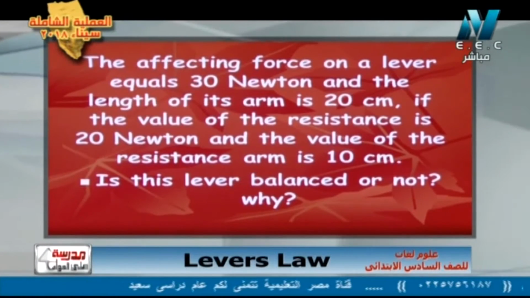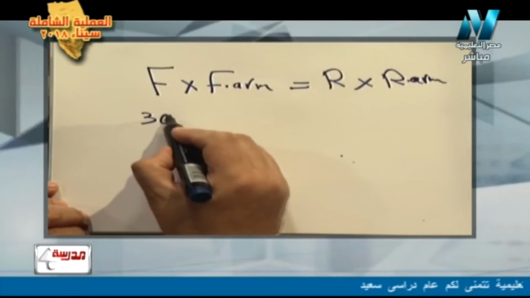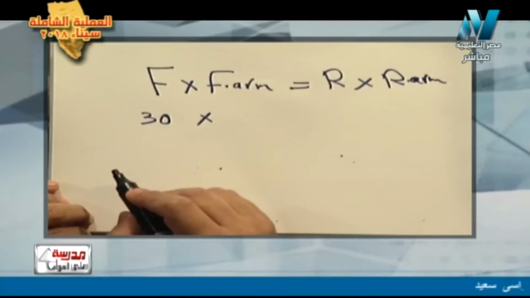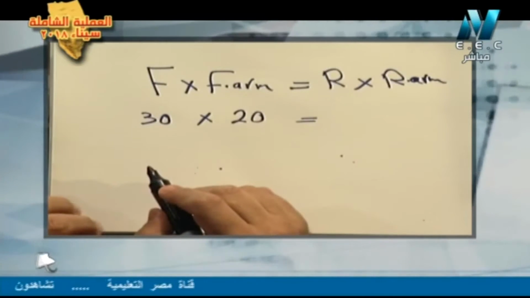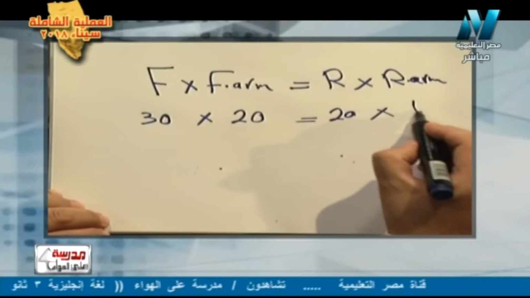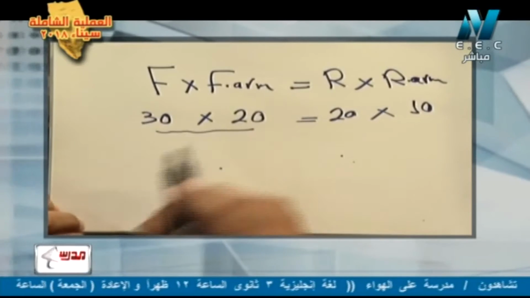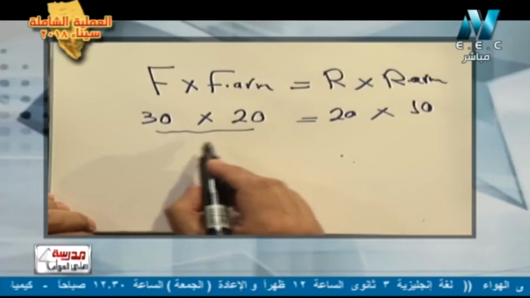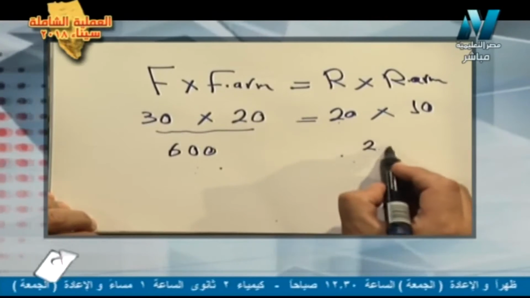It says that the effort force affecting on the lever equals 30 Newton. So the effort force equals 30. Effort force arm is 20 centimeter. And the resistance is 20 Newton. And the resistance arm is 10 centimeter. So now let us take the left side: 30 by 20 equals 600. 20 by 10 equals 200.